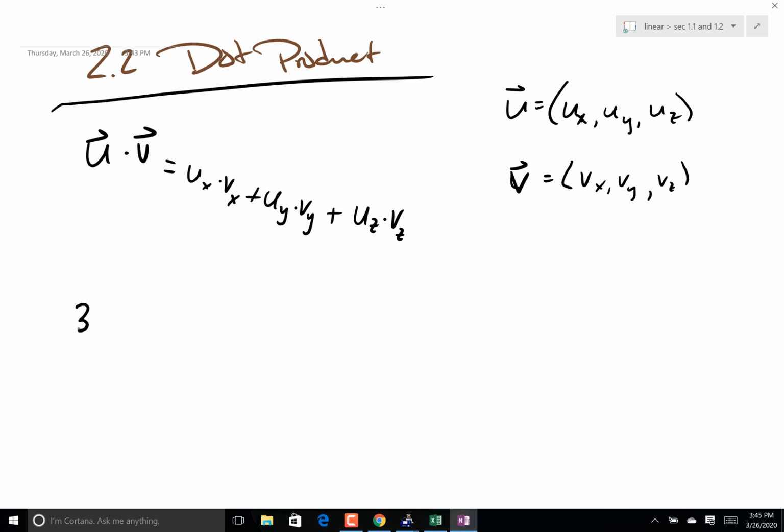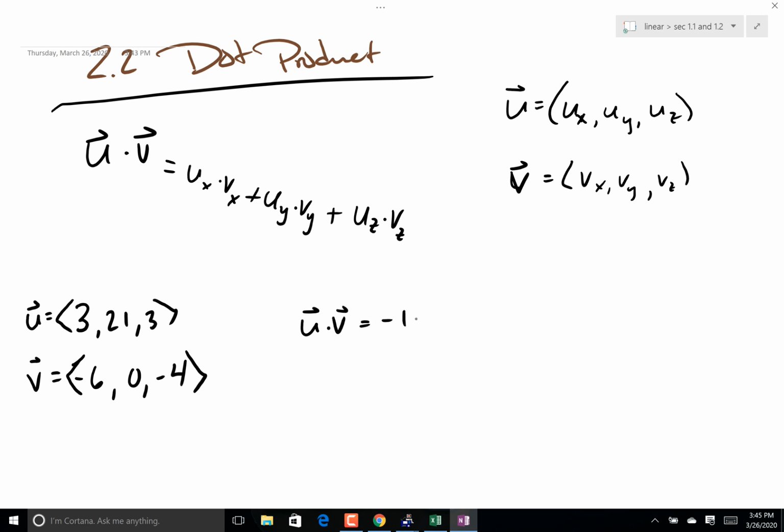So, for instance, if this was your U and your V was equal to -6, 0, -4, then U dot V would be equal to -18 plus a goose egg minus 12, which is -30. Okay? And that's pretty slick. It's pretty good times. I personally like where this thing comes from.